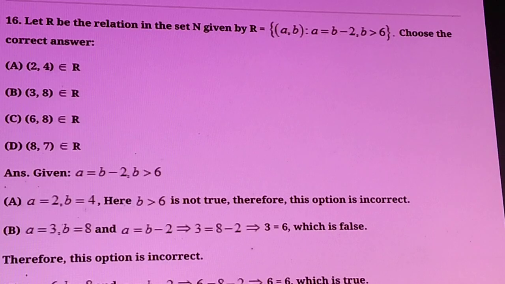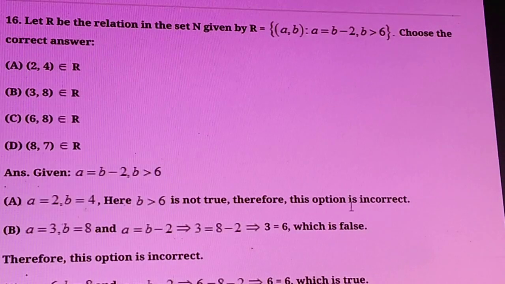Now the last question of this exercise. Let R be the relation in the set N given by R = {(A, B) such that A = B minus 2, B greater than 6}. Choose the correct answer out of 4 options. For that, A = B minus 2 and B greater than 6. For the first option, A = 2, B = 4. Here B greater than 6 is not true. Therefore, this option is incorrect, so the first answer is not correct.